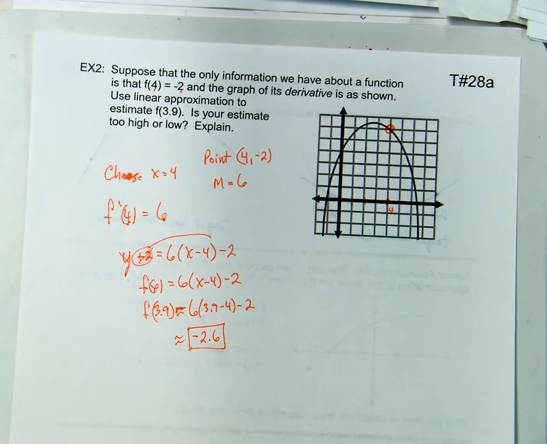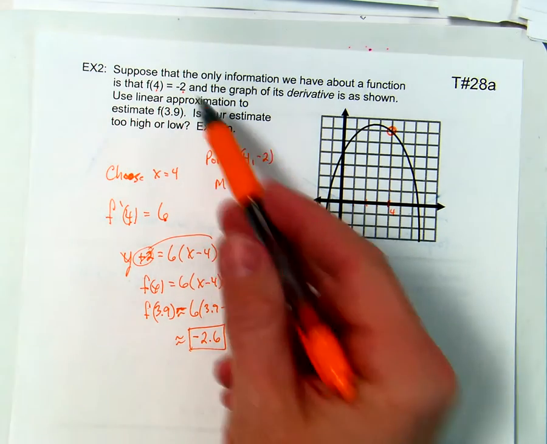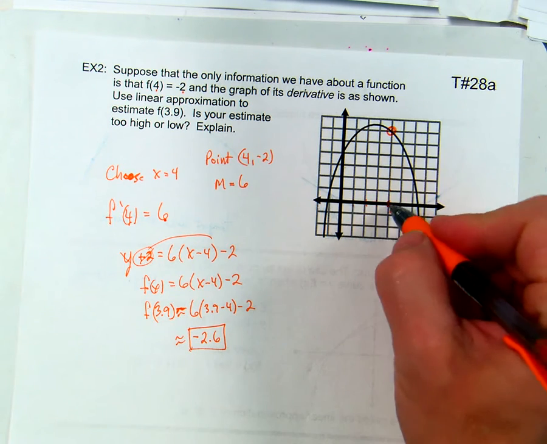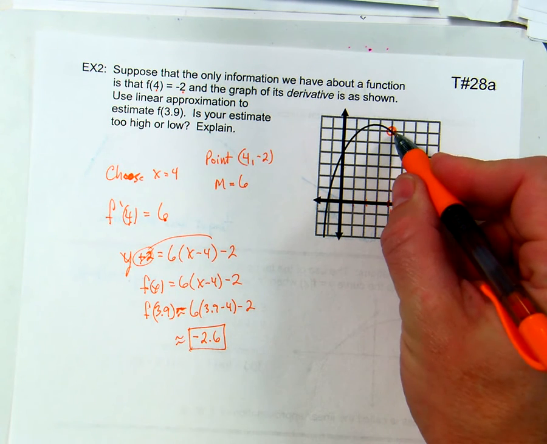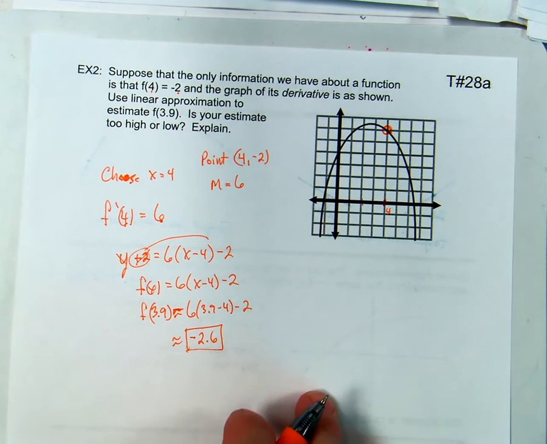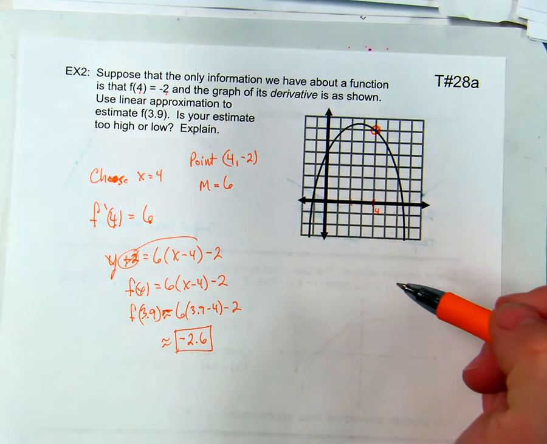Now again, I don't have the original function or anything, but I've used some information that they gave us and that we know about. This is the graph of the derivative, so I can go to 4, find the slope, and it's a positive 6. And so let's look now at what we have. Let's think about this for a second.